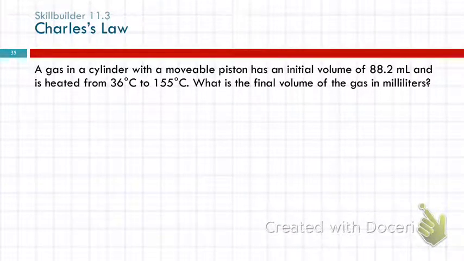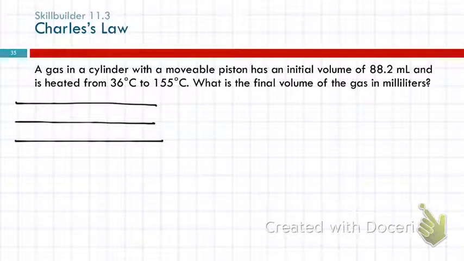Another example, gas in a cylinder with a movable piston has an initial volume of 88.2 milliliters and is heated from 36 degrees Celsius to 155 degrees Celsius. What's the final volume of the gas in milliliters? Okay, same strategy, make a table, collect the numbers.